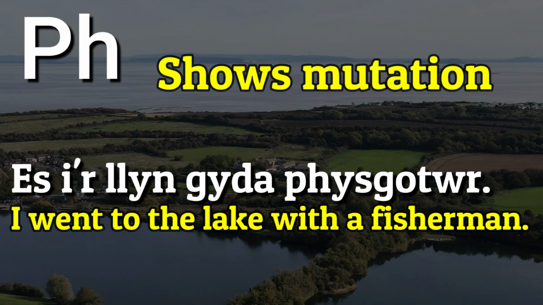But the first example is showing you that there's a mutation going on. So here's an example. Es i'r llyn gyda physgotwr. I went to the lake with a fisherman. Gyda physgotwr. Notice the mutation. It would be pysgotwr, a fisherman, without that. The second one is before 1900, let's say, before that era.